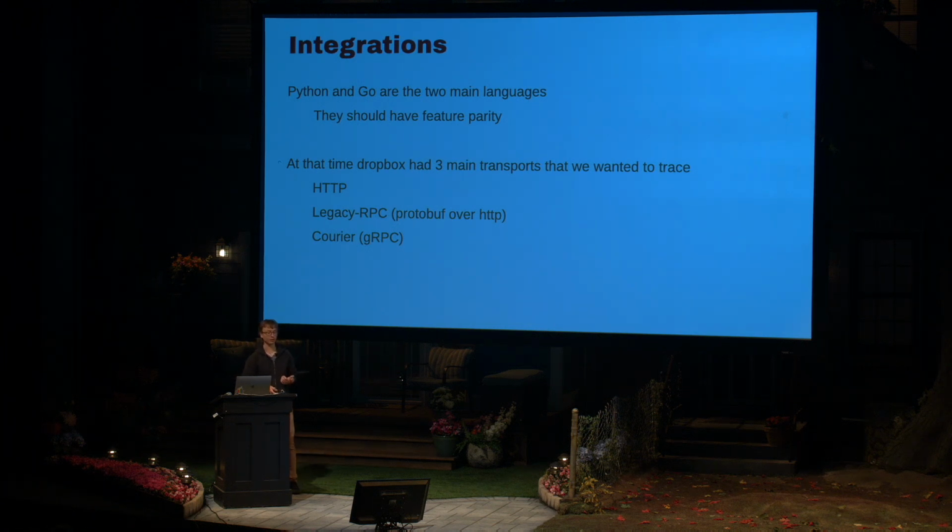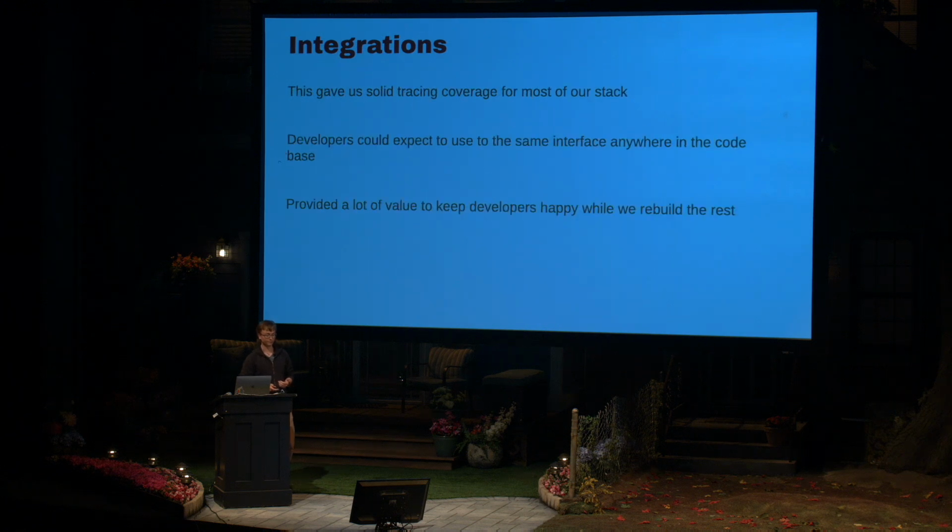And we also have three main transports that we wanted to trace. HTTP coming in from users, legacy RPC, which was just protobuf over HTTP, and Courier, which is our service framework around gRPC. So we built out features for those, made sure people could see traces for all those systems, and we moved on. This gave us really good coverage right off the bat. So we could see most of these RPC calls within our system without having to do too much more. And this gave developers a lot of value early on, so we could keep them happy while we rebuild everything else underneath it.